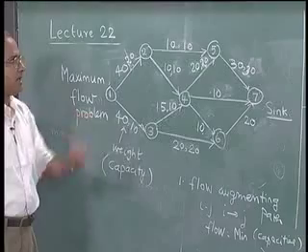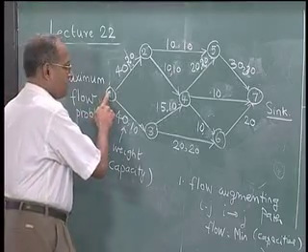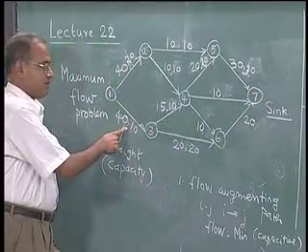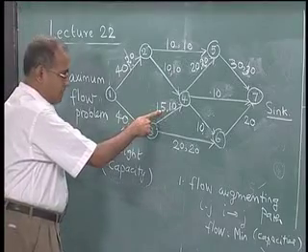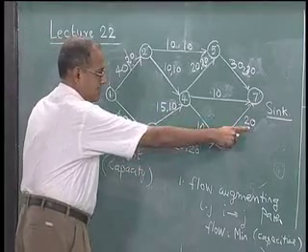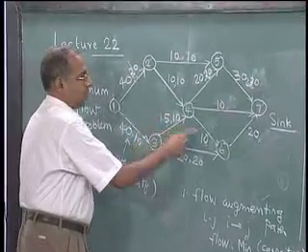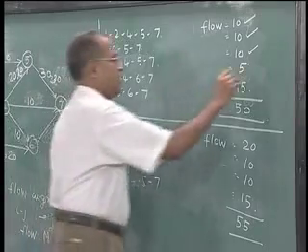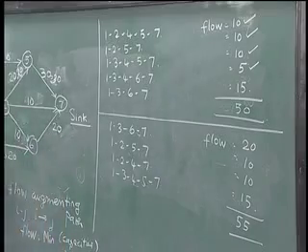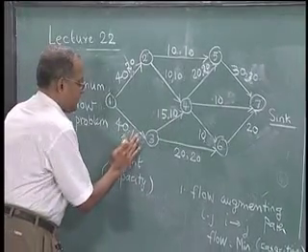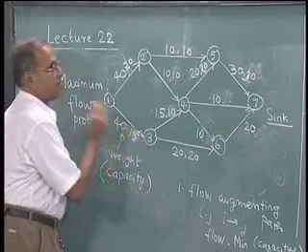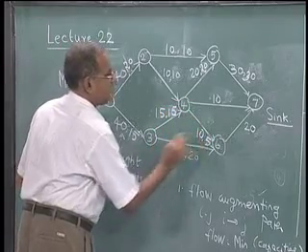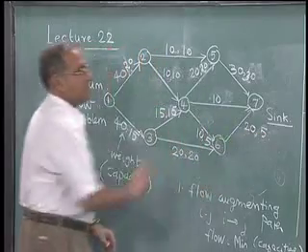Now, we consider the next path 1, 3, 4, 6, 7. Here there is a capacity of 30, here there is a capacity of 5, here there is 10 and here there is 20. So, 30, 5, 10 and 20, the smallest number is 5. So, the flow gets augmented by another 5. So, we update 1 to 3 is 15, 3 to 4 is also 15, 4 to 6 is 5 and 6 to 7 is 5.